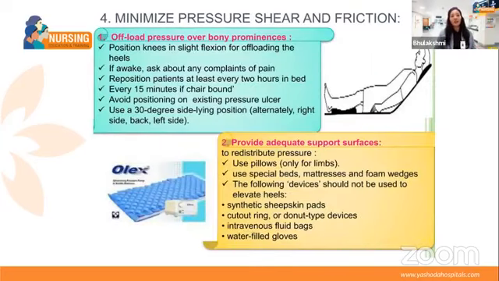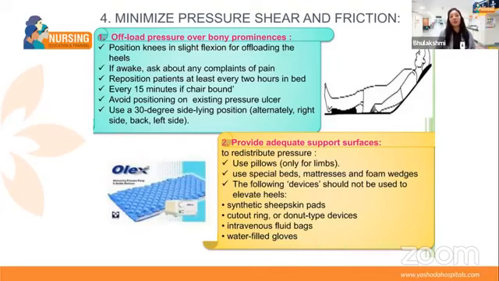And the next important factor is we have to minimize the pressure, shear, and friction. As I already told you, we have to offload pressure over the bony prominences. Suppose you are making the patient sit at 90 degrees and all, what will happen is the back at the rib cage and the sacral area will have a lot of friction and shear. The body skin will be going up and the pressure will be pulling downwards. So to avoid that, we have to position the knees in a slight flexion, and we have to use foam wedges in order to support the heel as well.